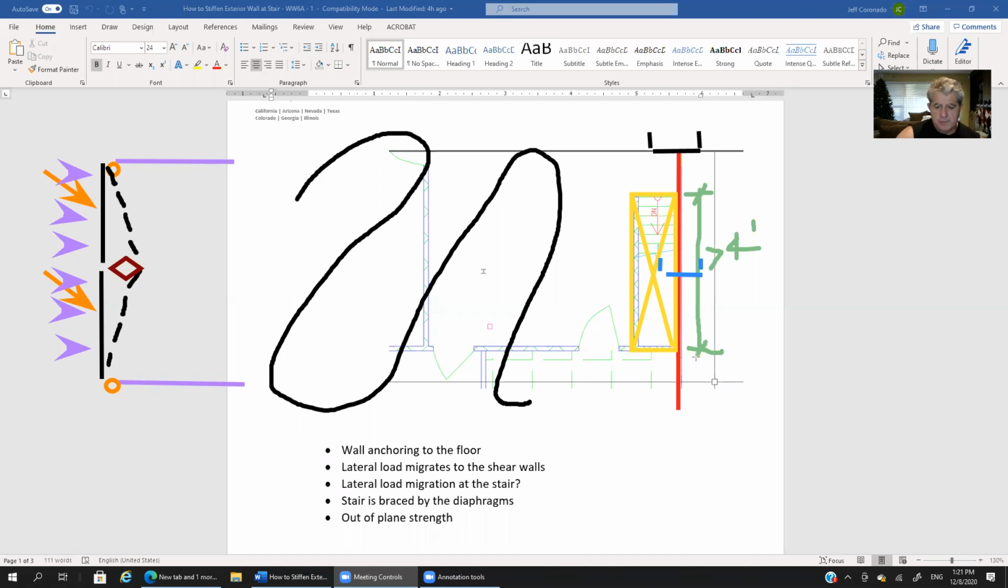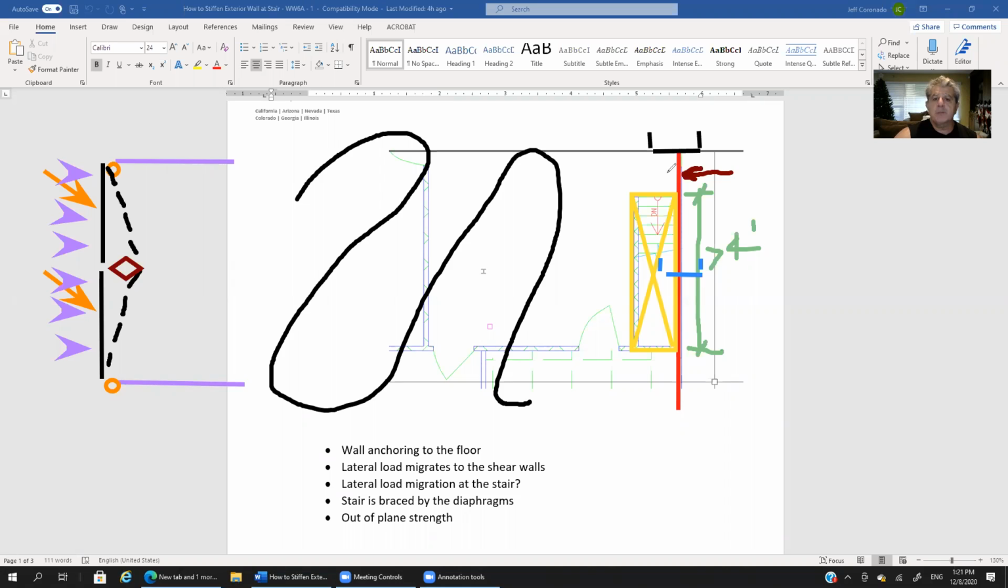Wall anchoring to the floor, okay. Lateral load migrates to shear walls. So there, all we're trying to get across is that the wall comes in here and is pushing, the wind is pushing against the wall. Let's just look at an example where the wind is going from right to left.